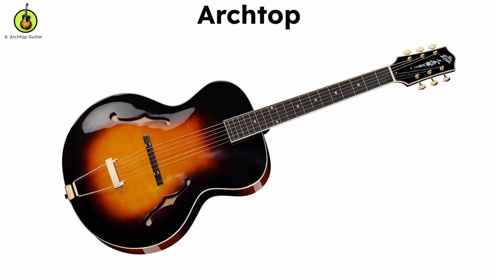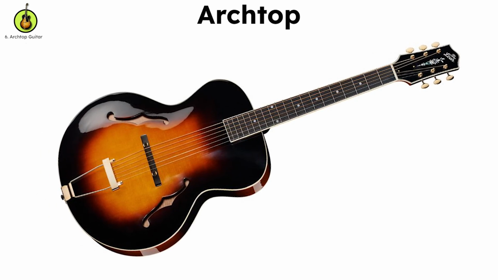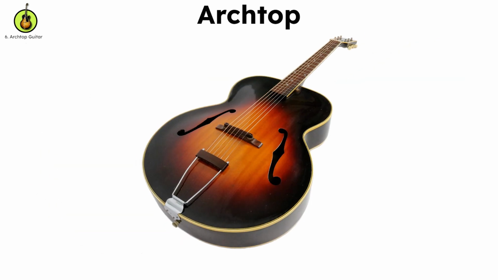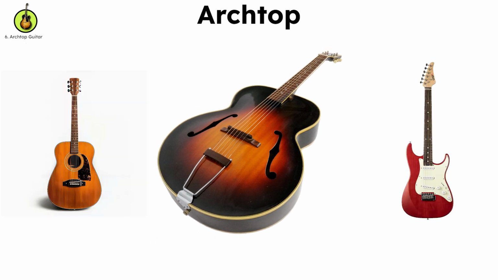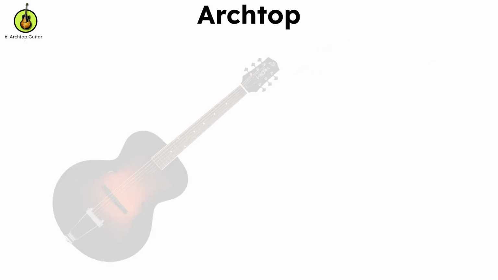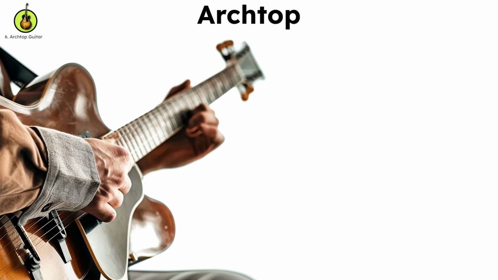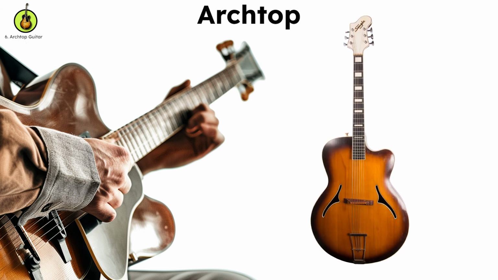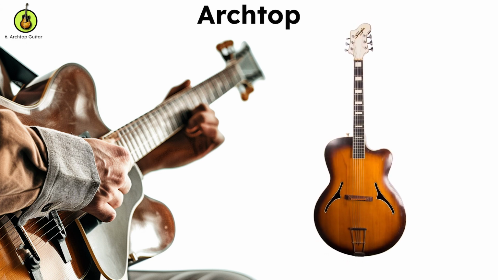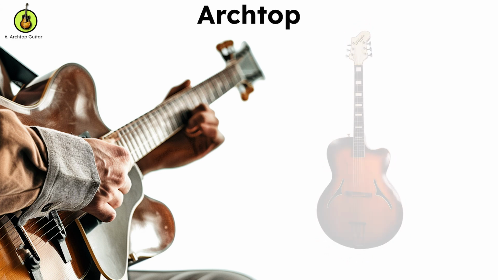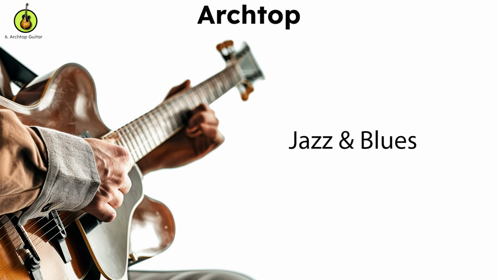Archtops have since undergone modifications, including cutaways for reaching higher frets. The archtop blurs the line between acoustic and electric guitars. Its curved body and F-shaped sound holes facilitate better vibrations and relieve tension. When played, it produces a smooth, round tone, a mellower version of a solid-body electric guitar. This unique sound makes it a favorite in jazz and blues genres.